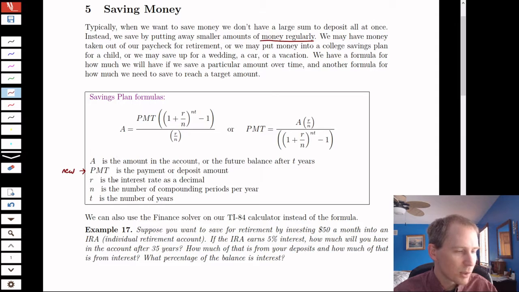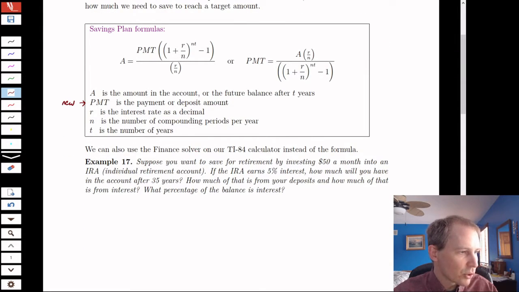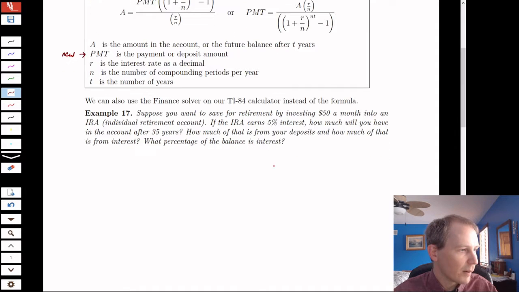Now, what you'll notice is absent here is a principal. We're not starting with money in the account. If I'm saving by putting money away every month, then we don't have a starting amount. So for most of these, use P equals zero, and I'll write that when we're doing this. I'll also go through examples of using this on our Finance Solver app.